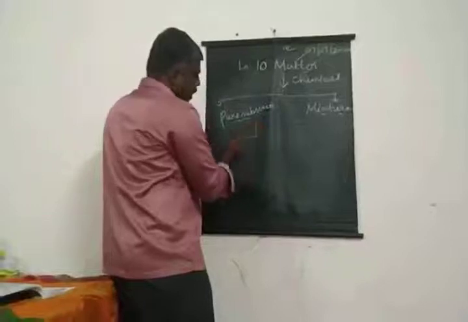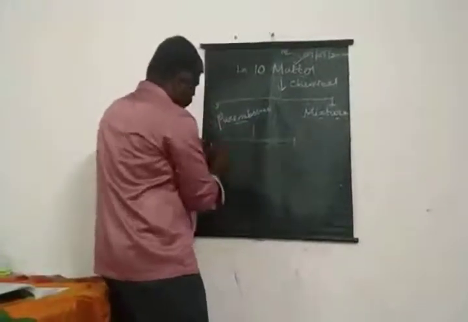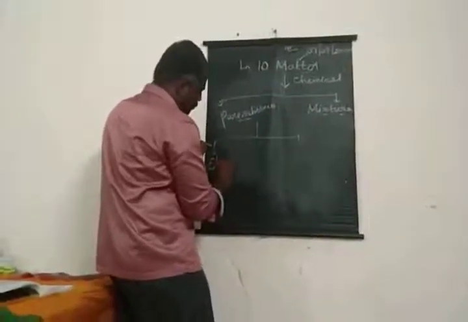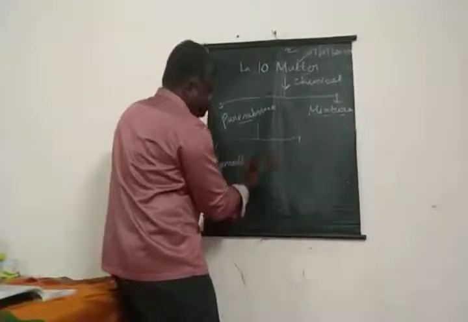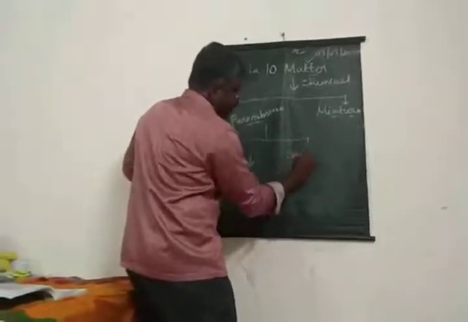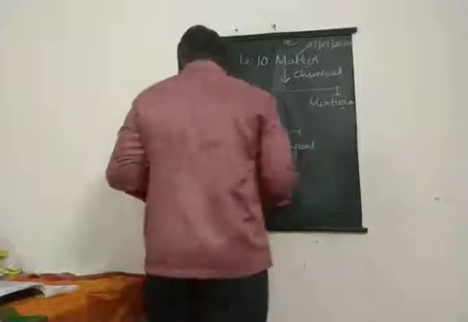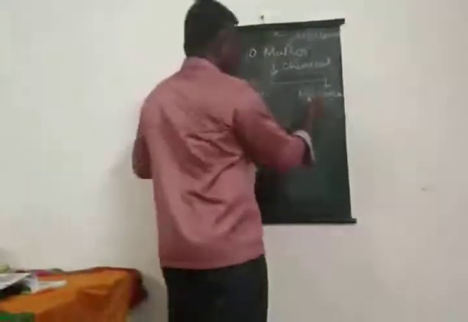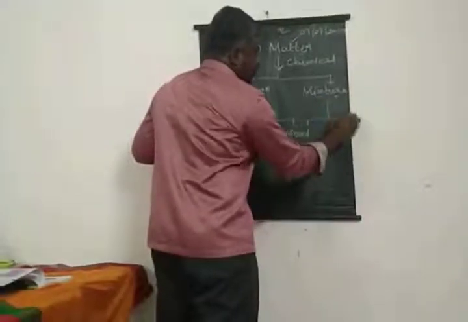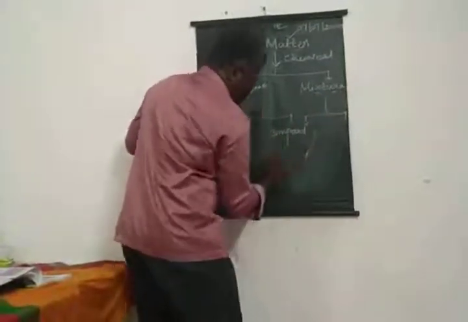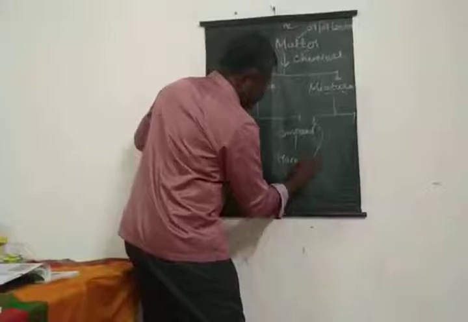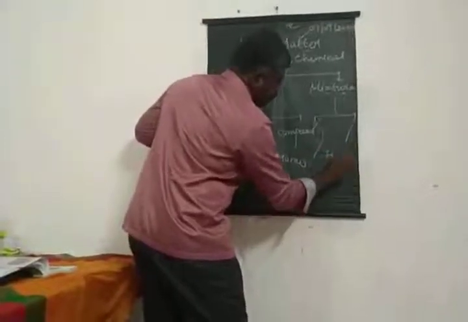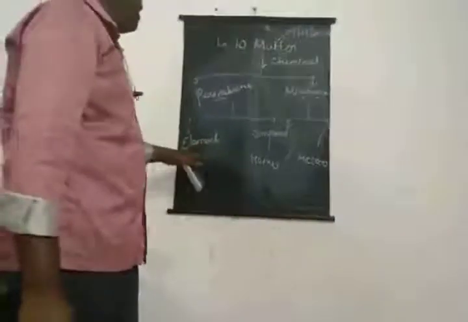Pure substance can again be classified into two types: one is element, another one is compound. Mixture can be classified into two types: homogeneous and heterogeneous. Homogeneous, another one is heterogeneous.